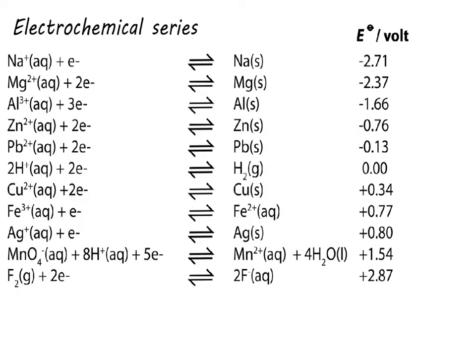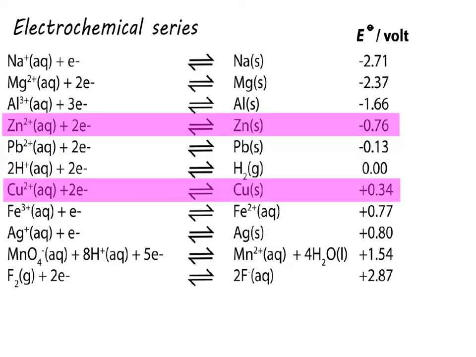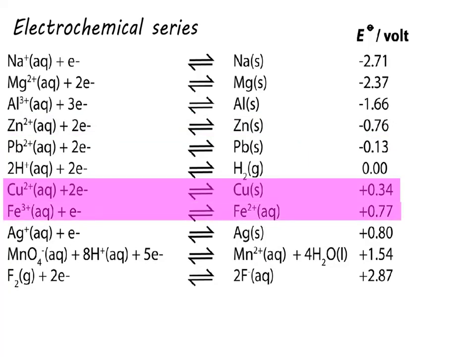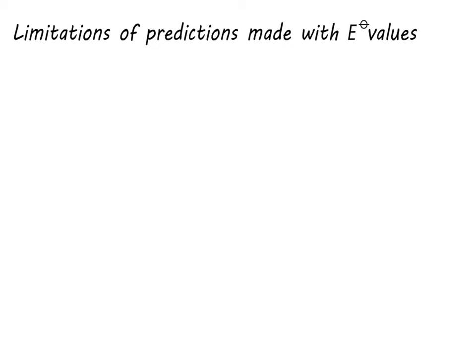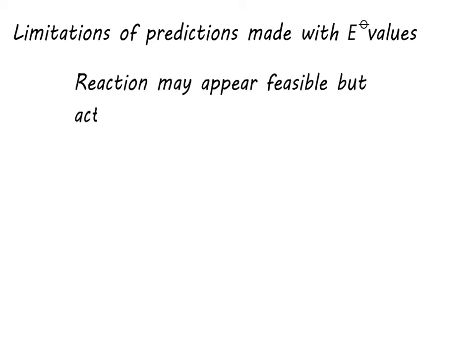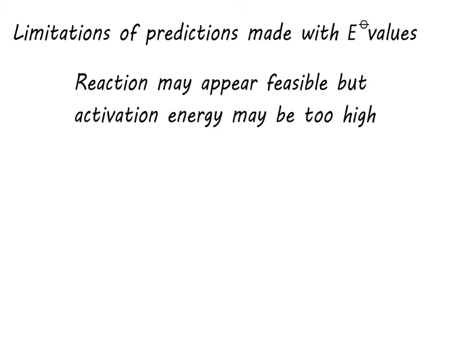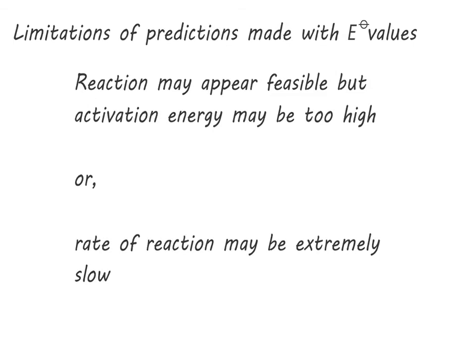We can use standard electrode potentials to predict the feasibility of redox reactions. Just a look at where the different species are in the electrochemical series will show that a species with a more positive standard electrode potential will oxidize a species with a less positive standard electrode potential. Copper will oxidize zinc, for example, but will not oxidize Fe2+ to Fe3+. Such predictions do have limitations, however, because a given reaction may appear feasible, but the activation energy for the reaction is so high the reaction may not occur, or the rate of reaction may be extremely slow.